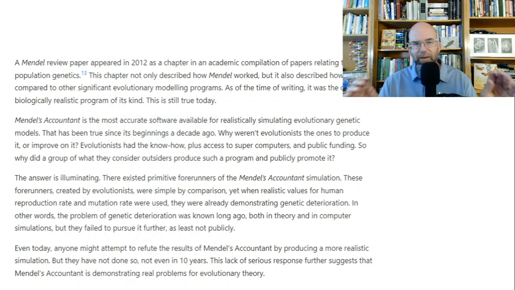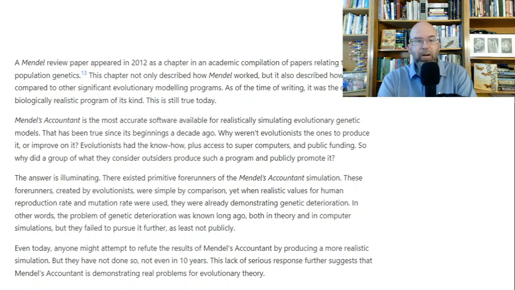Okay, so now here comes the rub, right? You're saying, oh, well, there were other programs which Mendel's accountant builds upon. But evolutionary biologists had already backed away from trying to use these forward projecting programs and simulations, because whenever they put their numbers in the simulations, they didn't get answers they liked. It showed that there's decay of genomes over time. There's genetic deterioration. And therefore, well, we better not continue to make our programs any better or continue to try to publish with these programs because they're not giving results that we like.